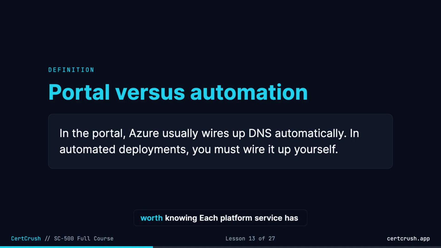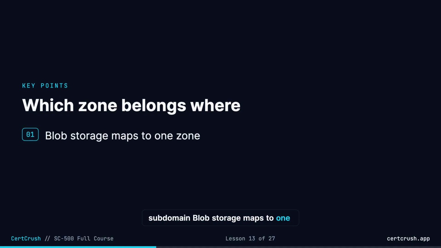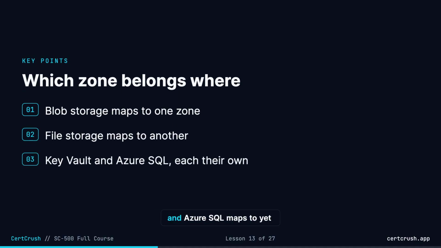Here's a deeper detail worth knowing. Each platform service has a documented mapping between its public hostname and its private link subdomain. Blob storage maps to one zone, file storage maps to another, Key Vault maps to its own, and Azure SQL maps to yet another. And so on down the list. If you're deploying private endpoints at scale, it's worth building a reusable deployment template that takes a service name and automatically produces both the endpoint and the matching zone link. You'll be glad you did it the third time you need it.